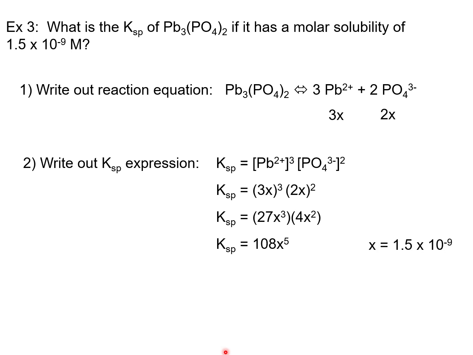So we already know what x is, and there should be a unit of molarity on there. So Ksp is going to be equal to 108 times 1.5 times 10 to the minus 9, quantity raised to the fifth power. And we get that the Ksp for this salt is extremely small. It's 8.2 times 10 to the minus 43. So it tells you that this is heavily reactant favored. It does not make very much product at all.